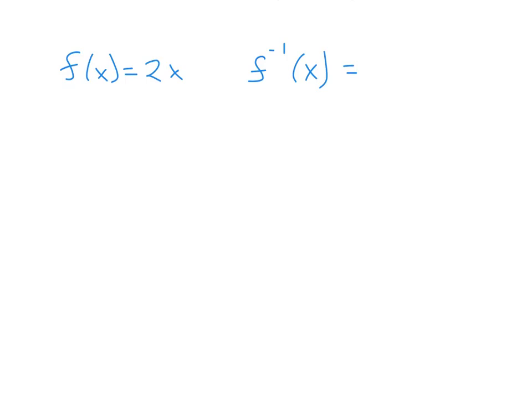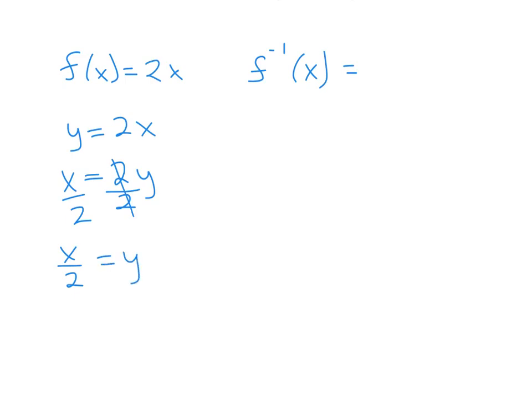So remember, what we have to do is change our y and our x around. So we now have x is equal to 2y. Now solve for the y. We're going to divide by 2 on both sides. And so now I have x over 2, because those are simplifying, is equal to y. And that's what my inverse is. I have my x over 2.